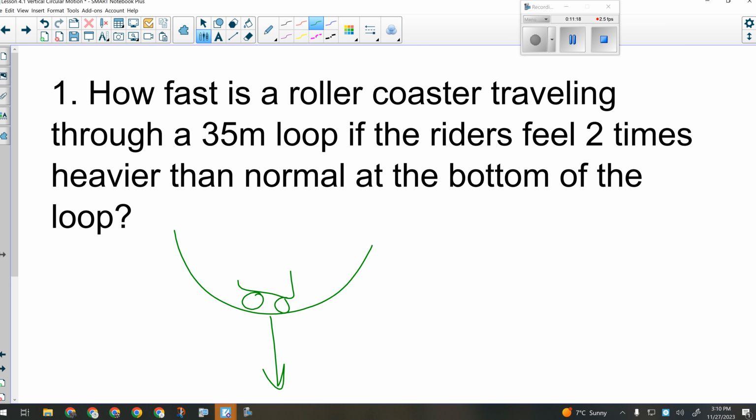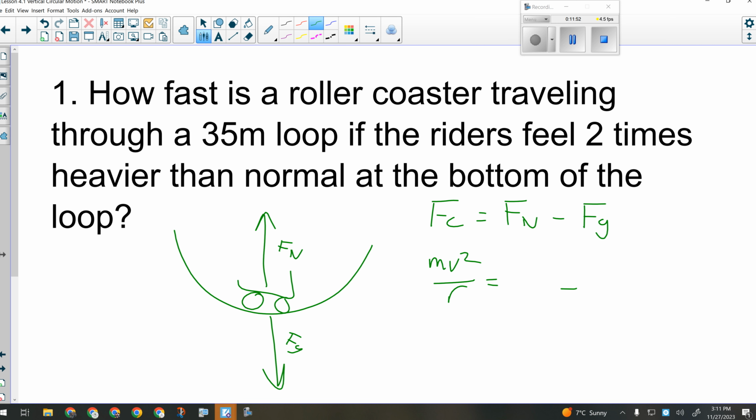What force is this? Force of gravity. What force is this? Normal force. Any other forces? That's it. One force in, one force out. So Fc is going to equal forces in, normal force, minus forces out, gravity. So we're supposed to be finding out how fast. So that's mv squared over r. That's the v we're looking for.